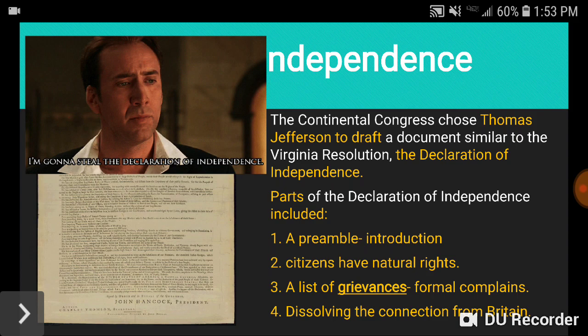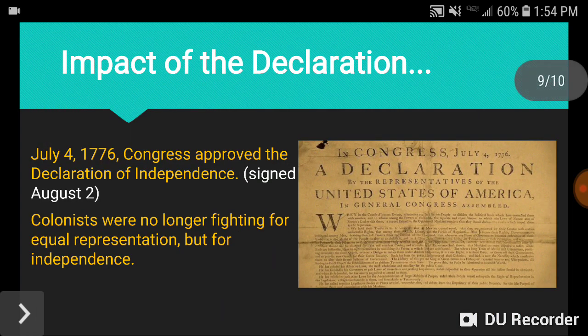And also, great movie, not super historically accurate, but great movie, is National Treasure, where Nicolas Cage has to go and steal the Declaration of Independence. Love that movie.